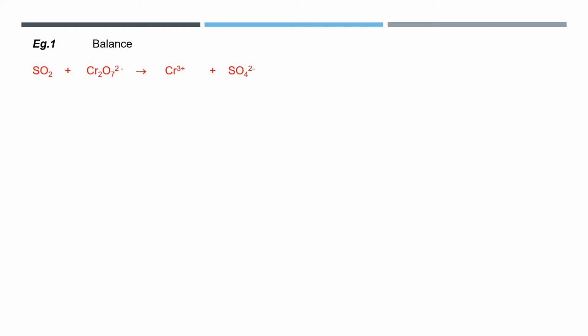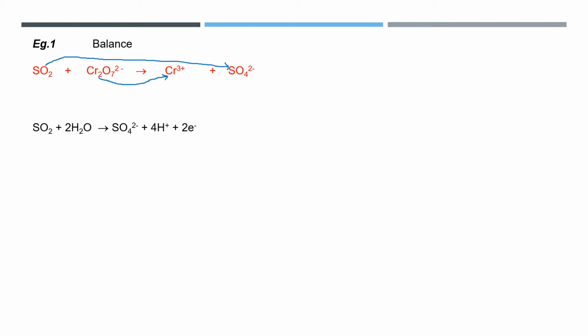In this particular example, you can see that there are two reactants given. When you have two reactants, one will be oxidizing and the other will be reducing. So the first, SO2, is changing into SO4. That's the first thing we identify. Dichromate is changing into Cr3+, which is the chromic ion. Now let's balance the two equations separately.